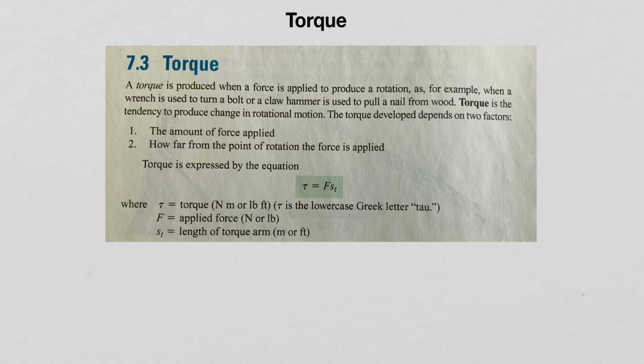And so what are the units for torque? Well, in the metric system, those will be the product of the units of force and length. So that will be newton meters. And in the imperial system, we have pound feet.